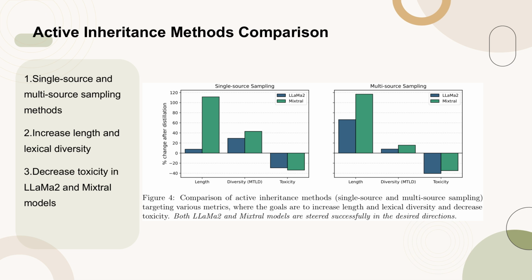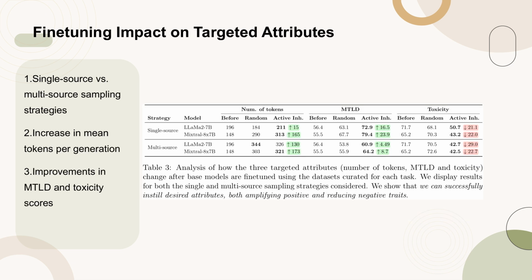The analysis demonstrates that both Llama 2 and Mixtral models effectively align with these goals, showing successful steering in the desired directions. Table 3 presents an analysis of the changes in three targeted attributes: number of tokens, MTLD, and toxicity, after fine-tuning base models using curated datasets. The results are shown for both single-source and multi-source sampling strategies. The findings indicate successful installation of desired attributes, demonstrating both positive amplifications and negative reductions.